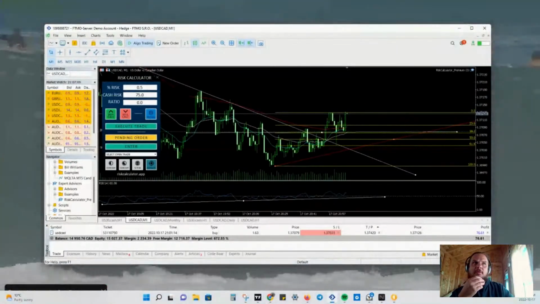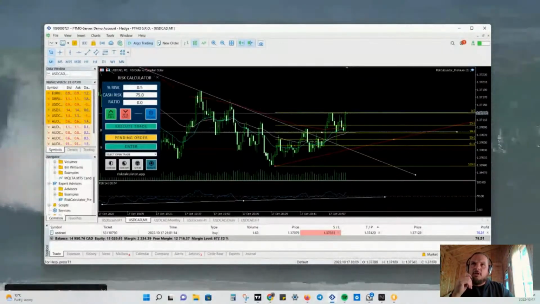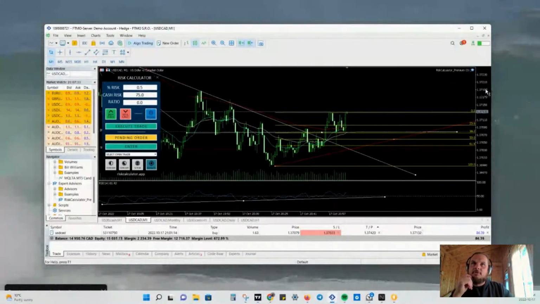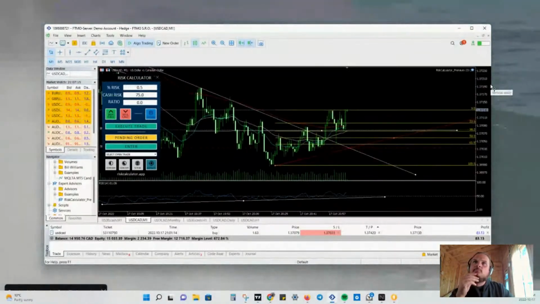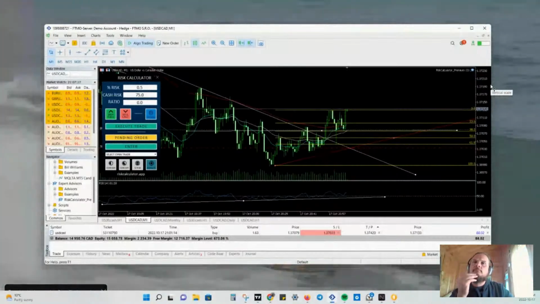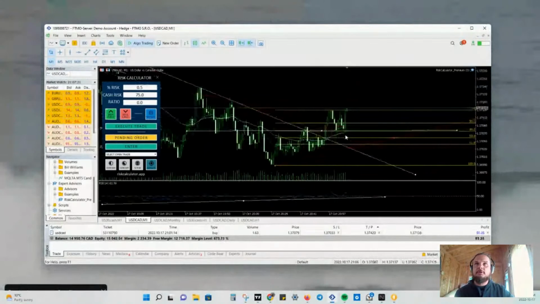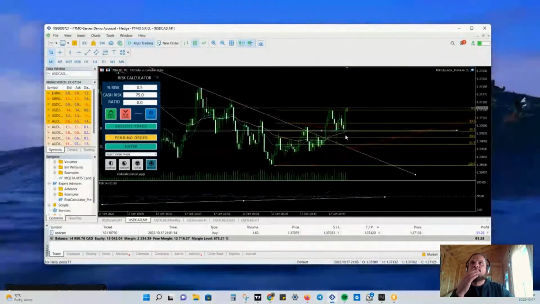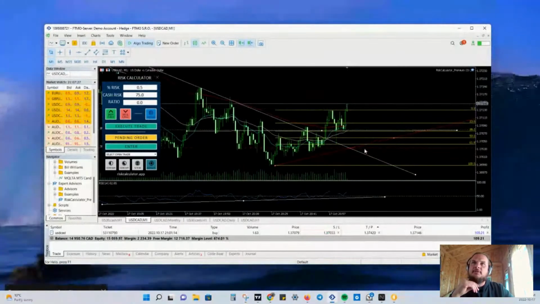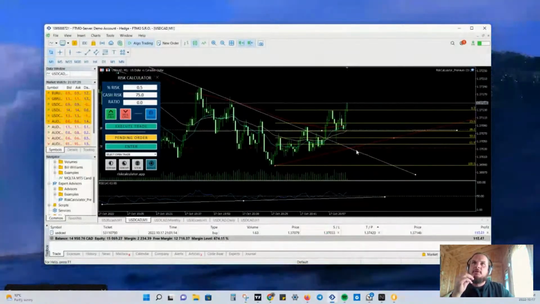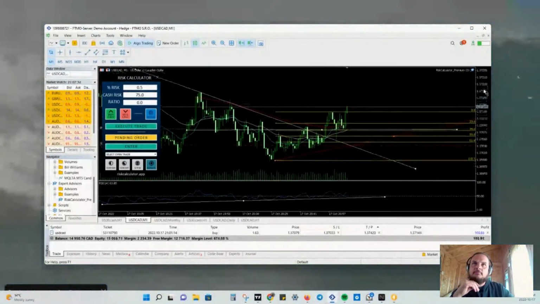I still like it on the hourly. It's right in the demand zone. Just a long downtrend. Of course, you go sideways for a while as well. This is really good for me. Got to trust myself, trust in my strategy.